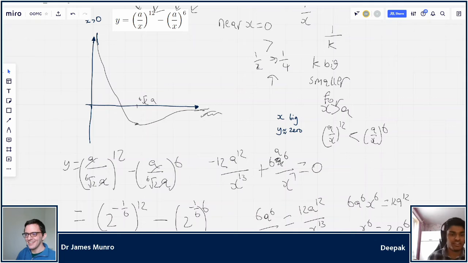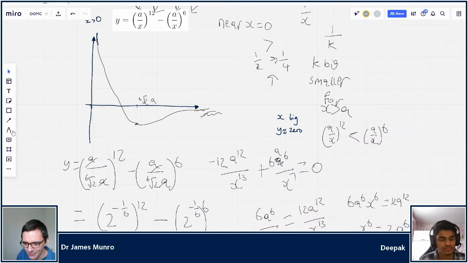Good? Yeah. I really like this because of the thing you said about the two different powers. They're both massive and scary powers, and they're kind of fighting each other. It's the first term, a over x to the 12, that wins over here when x is small. And it's the other one, a over x to the 6, that wins over here when x is really large. In between, there's this kind of turning point somewhere. And this point where it crosses the axes as well.